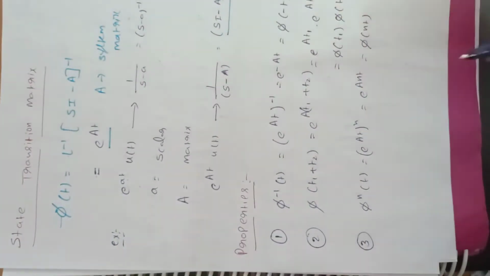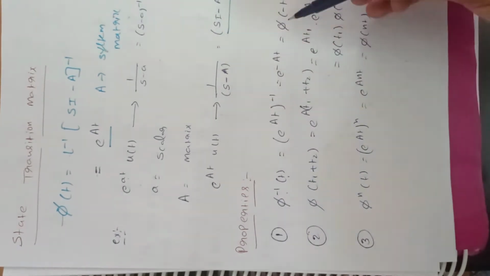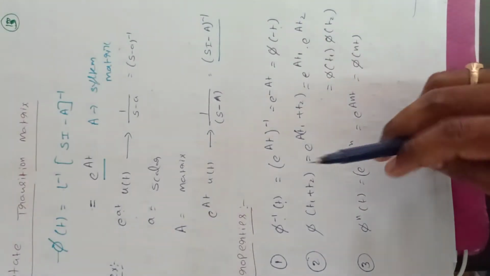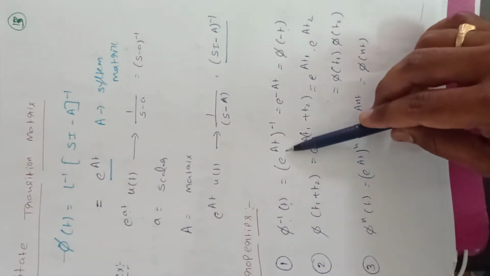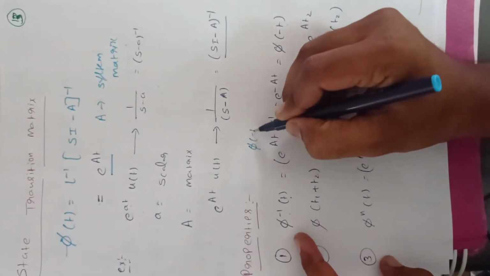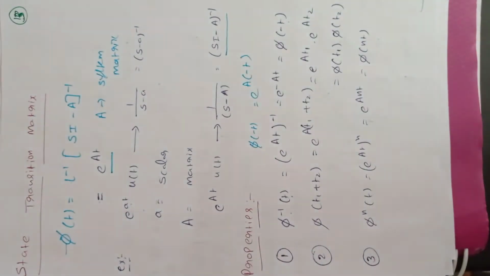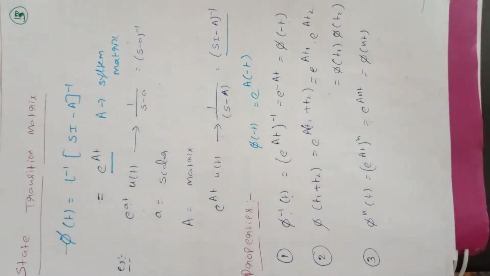And what are the properties of these things? What are the properties of the state transition matrix? If you take the inverse, phi inverse of t = phi of minus t. How is it possible? phi(t) = e power At, so its inverse is e power minus At. Even if you do phi of minus t, you get the same, because wherever t is there, it is replaced with minus t. So phi inverse of t = phi of minus t. That is one property. Why do we study properties? Because if you want to solve some problems, they may be simplified by using these properties.